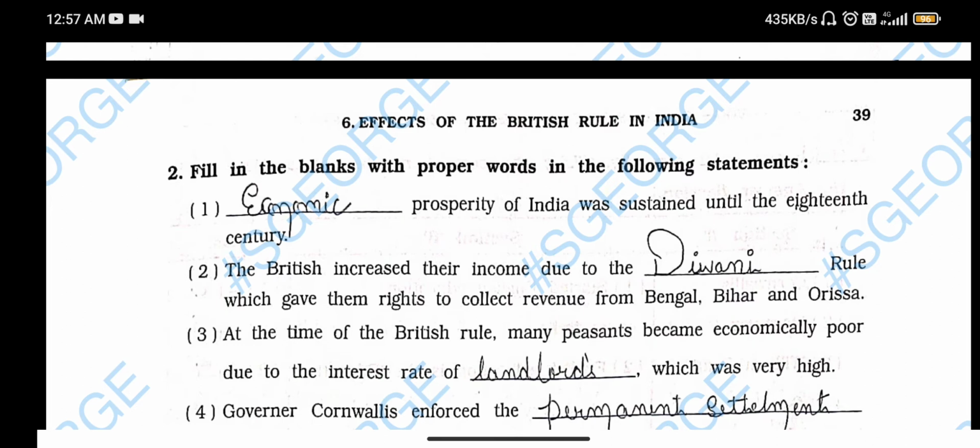At the time of British rule, many peasants became economically poor due to the interest rate of the landlords, which was very high. Landlords means the zamindar, we call in Hindi zamindar, and interest rate means कर्ज वसूल करना. Like the government is taking tax from us. Nowadays the taxes are very common or very cheap, but before independence, when the Britishers were there, they were charging highly. मतलब बहुत ज़्यादा लूट के खून पसीना बहाने वालों को तो मार के उनके ऐसा कर्ज वसूल किया जाता था, और उसकी वजह से हम गरीब हो गए.